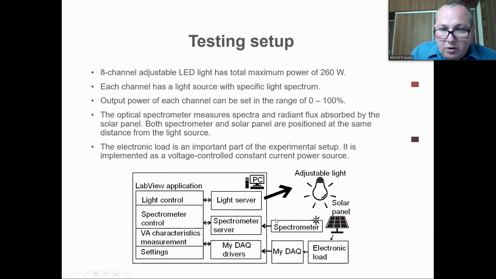We have two inputs. The first input is the spectrometer. So we know what's the spectrum of the adjustable light, not just from the setting, but from the measurement. And we have the solar panel, which is at the same distance from the source. And we are using the solar panel to drive the electronic load. And by the data acquisition card, we are measuring the input power.